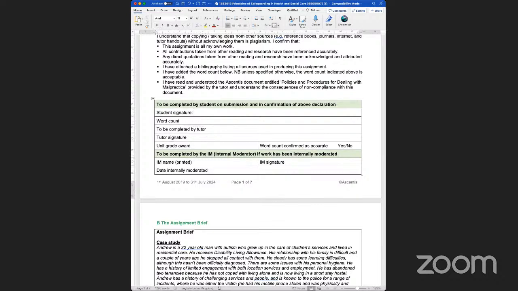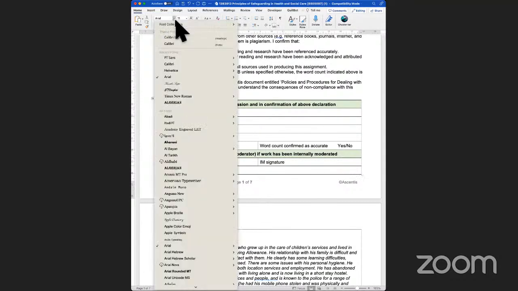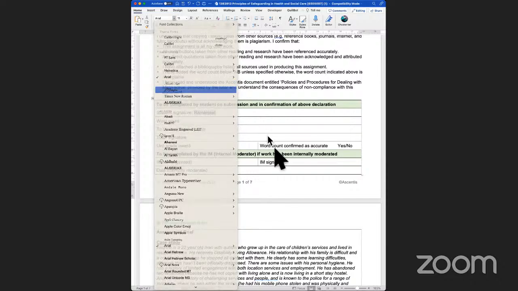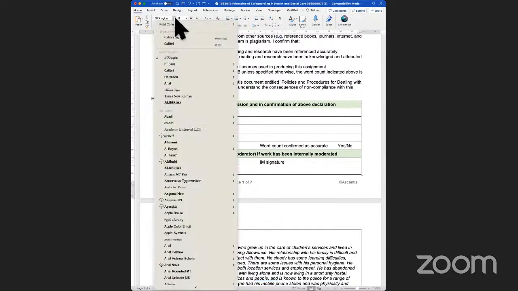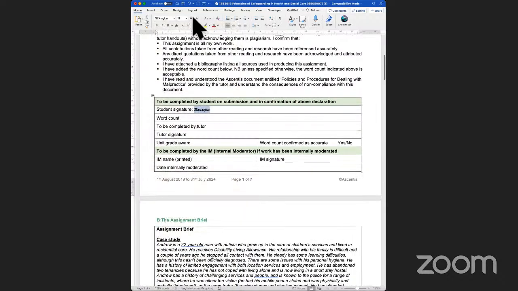Now, in terms of student signature, you can put in your first name and change the font to a different form that looks like a signature font. If we drop down and choose a more calligraphic form, that would basically be your signature. Now, word count has to be 3,500 or more, because this is a case study.